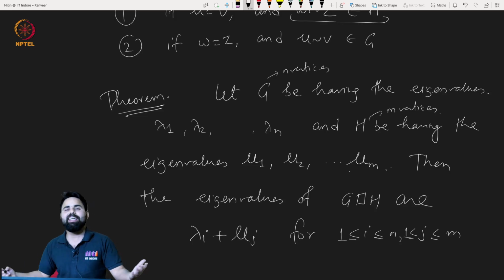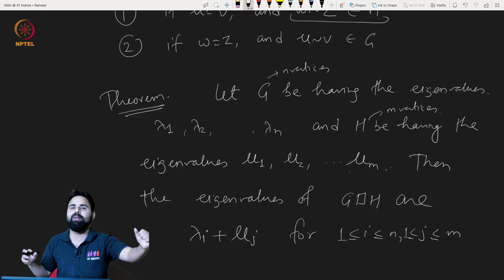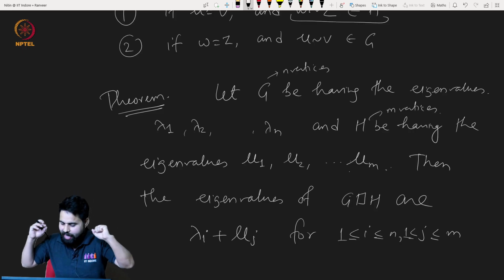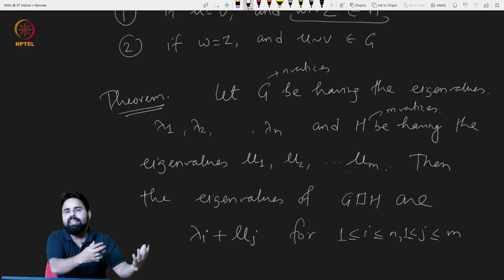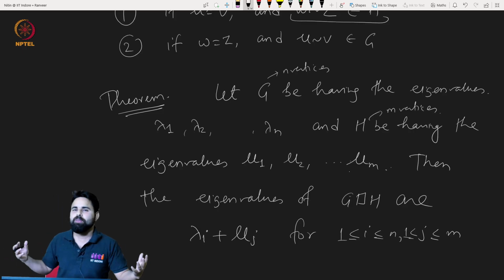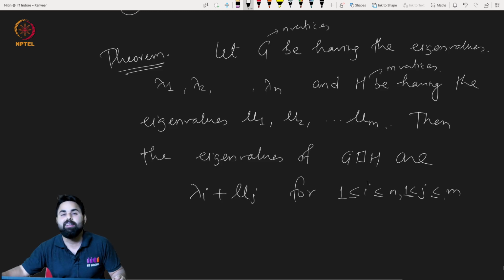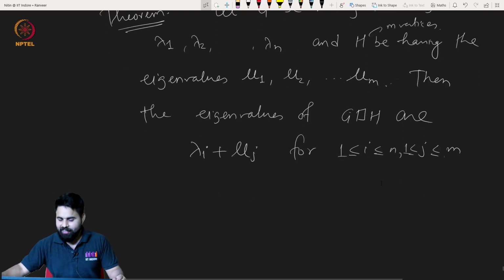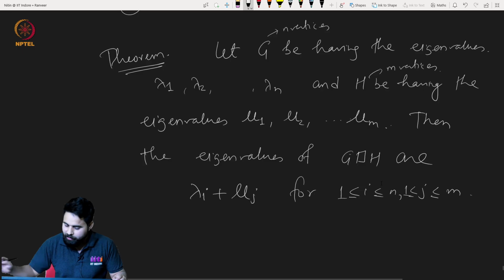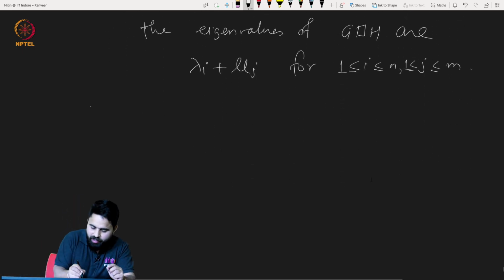Basically, you take one eigenvalue from G, one eigenvalue from H, and add those. So all possible such additions will give you all the eigenvalues of this. How to prove this? Let us prove it. Very beautiful. Proof.